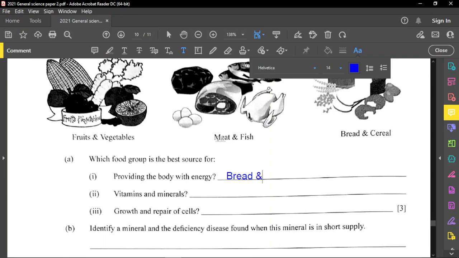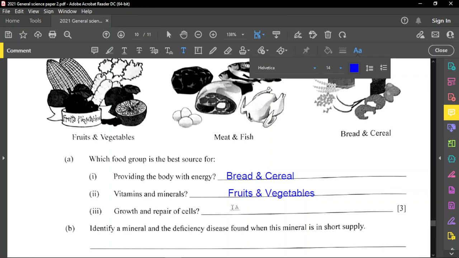And just to mention too, fruits do have some carbohydrates because fruits have sugar, okay? But the major one here is the starchy food, which is bread and cereal. Okay, so they are the major one that will provide us with our energy. Vitamins and minerals, that will be our fruits and vegetables. Our fruits and vegetables are very good and provide us with our vitamins and our minerals. So that's why you need to eat your vegetables, so you can get your vitamins and your minerals to stay healthy.